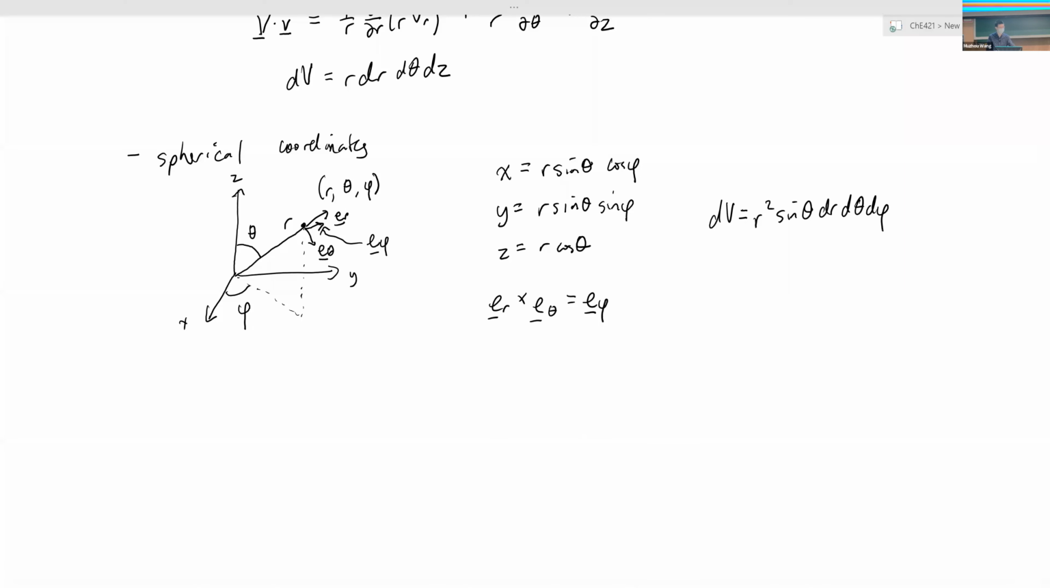Questions about how this works? Obviously, the reason I introduced this is because next lecture we're going to be dealing with a problem in cylindrical coordinates. Okay, questions at all? All right, if not, I will see you guys on Wednesday.